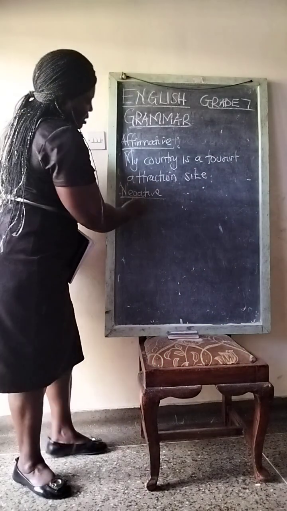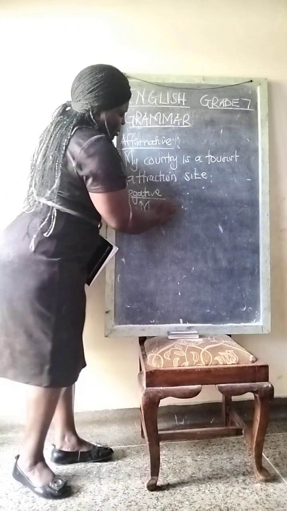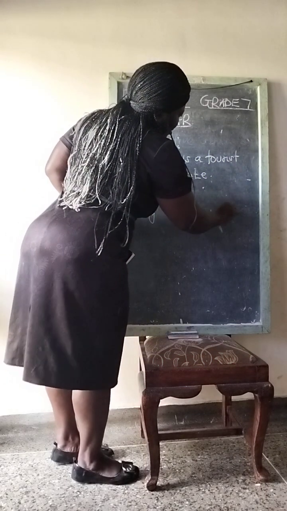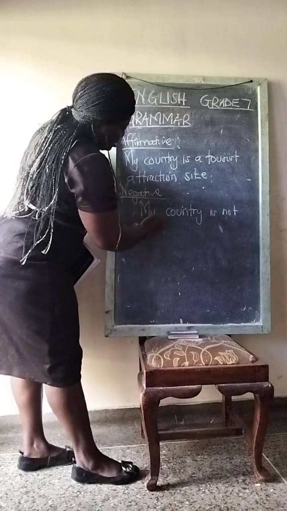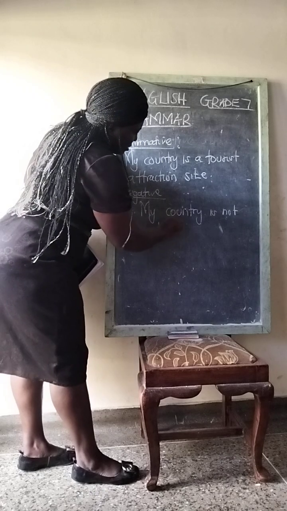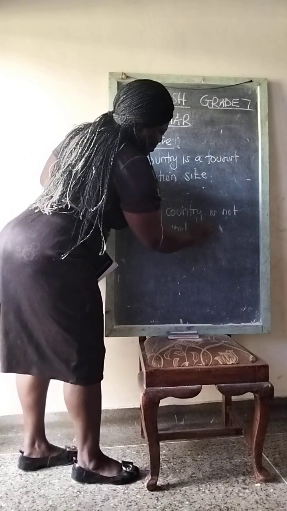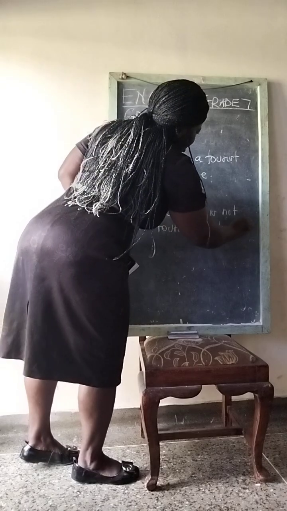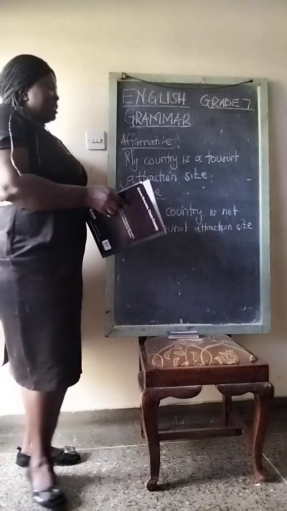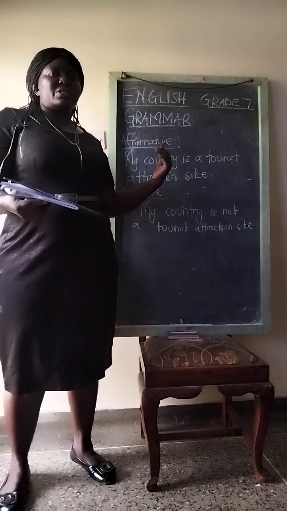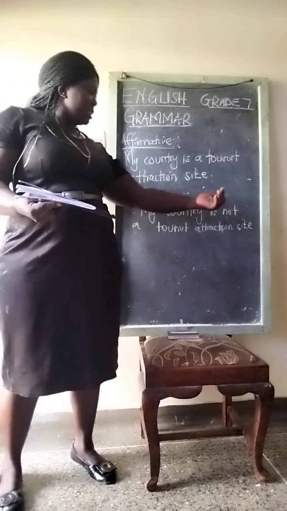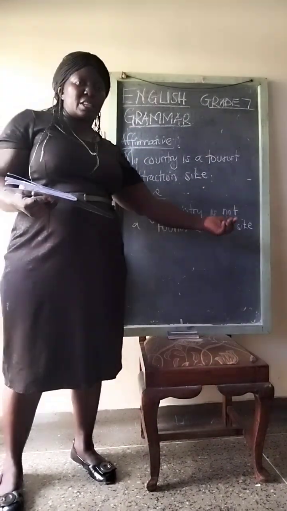Now let us get the negative of it. It will be: my country is not a tourist attraction site. So the first one, my country is a tourist attraction site, affirmative. The second one, my country is not a tourist attraction site, negative.